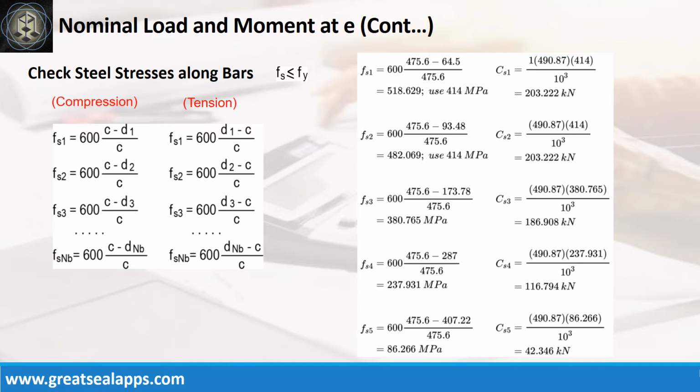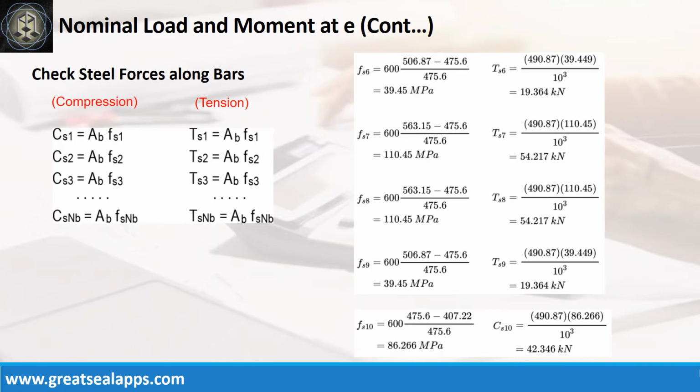186.908 kN. Stress at d4 equals 237.931 MPa with compressive force equals 116.794 kN. Stress at d5 equals 86.266 MPa with compressive force equals 42.346 kN. Stress at d6 equals 39.45 MPa with tensile force equals 19.364 kN.